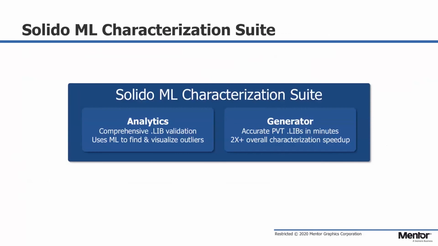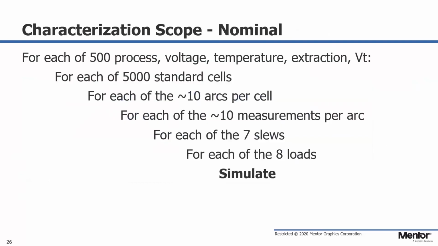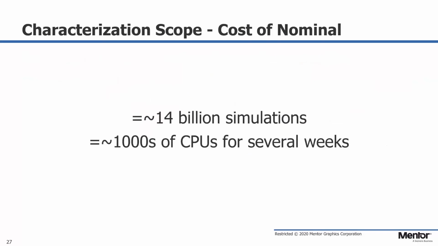I wanted to switch over to characterization a little bit here too and talk about what we're doing there. The characterization problem that we've got is that we have a ton of simulation. We might have 500 process, voltage, temperature, extraction conditions, and VT families. It might be 5,000 standard cells in a library, including different drive strengths and so on, 10 arcs per cell, 10 measurements per arc, 7 slews, 8 loads. If you just multiply that out, we've got 14 billion simulations from that example, which typically takes thousands of CPUs several weeks. So this is already a big problem.